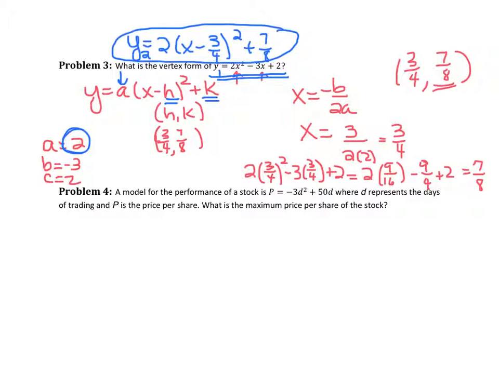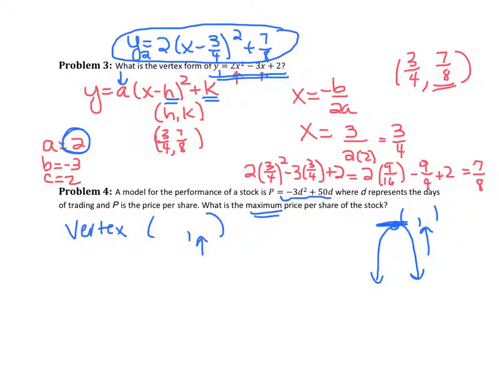Problem 4: a model for the performance of a stock is P equals negative 3D squared plus 50D, where D represents the days of trading and P is the price per share. What is the maximum price per share of the stock? Whenever you see max or min, you need to find your vertex, because what we're looking for is our y value. This is a parabola opening down, so it's going to have a shape like this. It's this point here I'm interested in. I need to know how high up, what's the maximum value. That's my y value of my vertex. That's what I'm looking for.